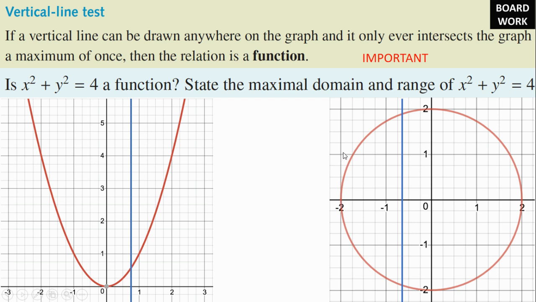Take care, because if you drew the vertical line here, it would just touch at one point, but it's got to be all points on the function. There has to just be one place where it crosses. I love circles for their domain and range because they're nice and easy. The domain goes from -2 to 2, and the range goes from -2 to 2.